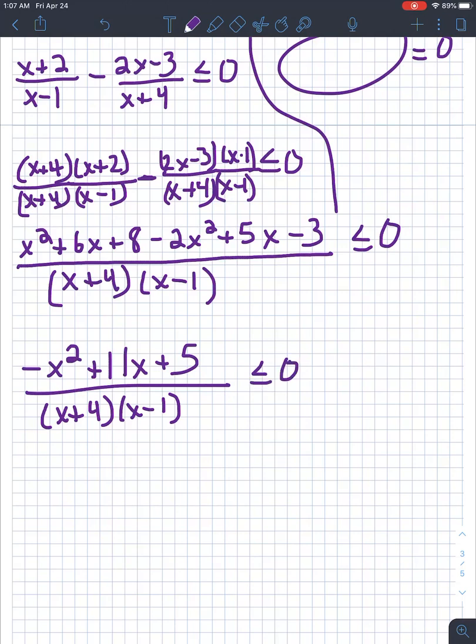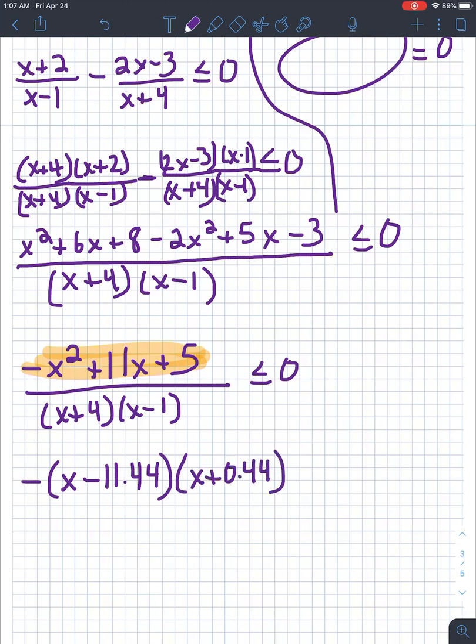Alright, this thing does not look factorable. As a matter of fact, I know it's not because I watched Miss Curry's video where she used the exact same, she had a rational equation, and it turned out that her factors looked like this. It was like x minus 11.44-ish and x plus 0.44-ish. So thank you, Miss Curry, for having done that for me. She used the quadratic equation with a is negative 1, b is 11, and c is 5, and that's how she figured that out.